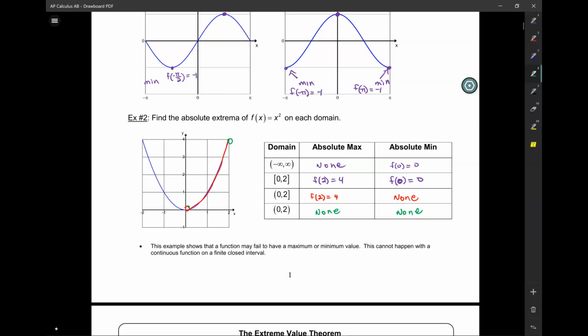All right. Okay, so look at this here. Here we're saying a function may fail to have a maximum or a minimum value. Yes, it may. But if I had my intervals closed, is it possible that a function does not have an absolute minimum or an absolute maximum? That's not possible. When the interval is closed and it's a continuous function, then it is not possible for something to not have an absolute minimum or an absolute maximum. Okay?